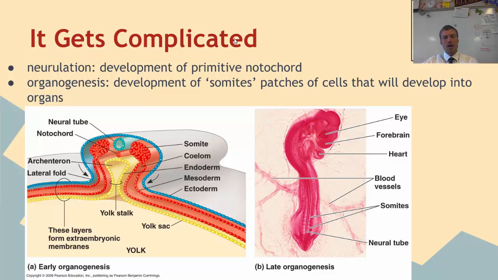How did they figure that out? Well, what they do is they dye specific cells, and then they follow those cells throughout development to see what they form. Over time, slowly, these different patches of cells differentiate and form the various organs and all the different types of tissues that we find inside our body.